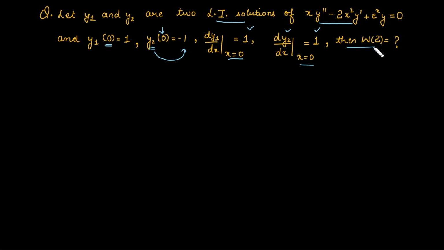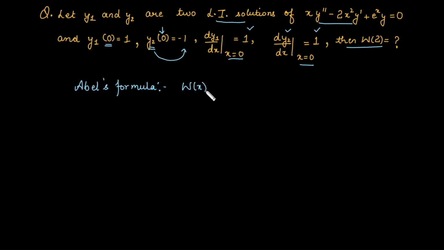Now the question is, what is the value of the Wronskian at 2? Since we don't know the Wronskian in this case, and we don't even know the exact values of y1 and y2, but we know their particular values at a particular point, that is x equal to 0. Whenever we have such a question, we will use Abel's formula first. By using Abel's formula, you can directly evaluate the Wronskian from the given differential equation.